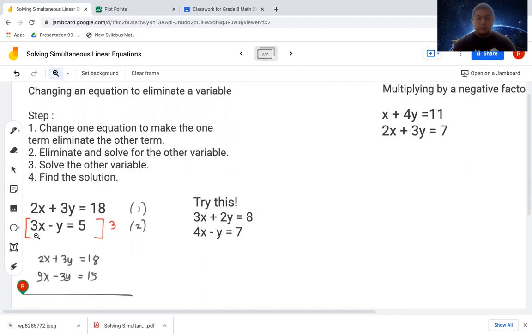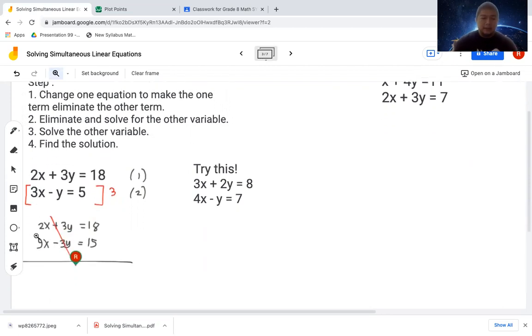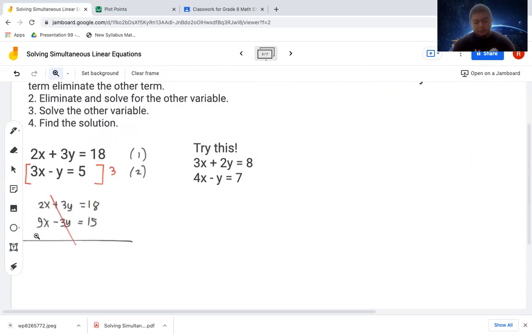Okay, so we multiplied everything. And as you can see, the y's here can be canceled out right away. And this is going to give us a calculation of 11x is equivalent to 33, wherein the value of x is equivalent to 3.